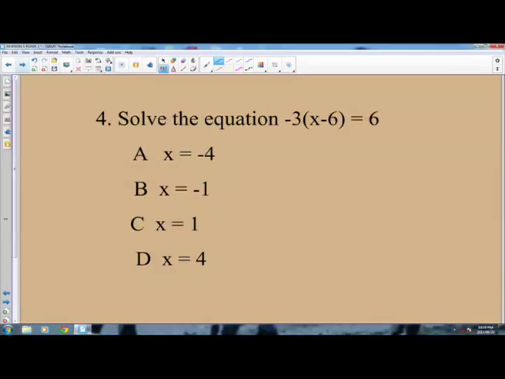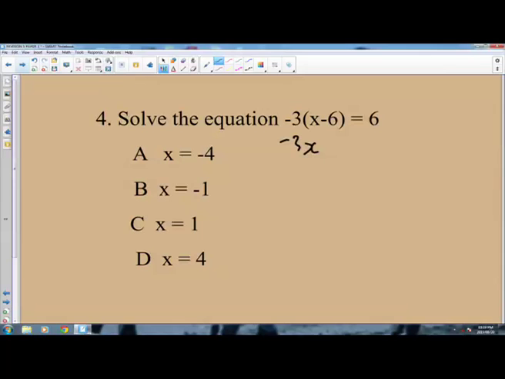So to solve for this, you need to start by opening up the brackets. You have to make sure that you open up the brackets before you can solve for the variable x. And then how do you open the brackets in this question? Minus 3 times x, it's minus 3x. And then minus 3 times minus 6. The minus 3 outside the bracket is multiplying everything inside the bracket. So make sure that you multiply everything inside the bracket by the minus 3.